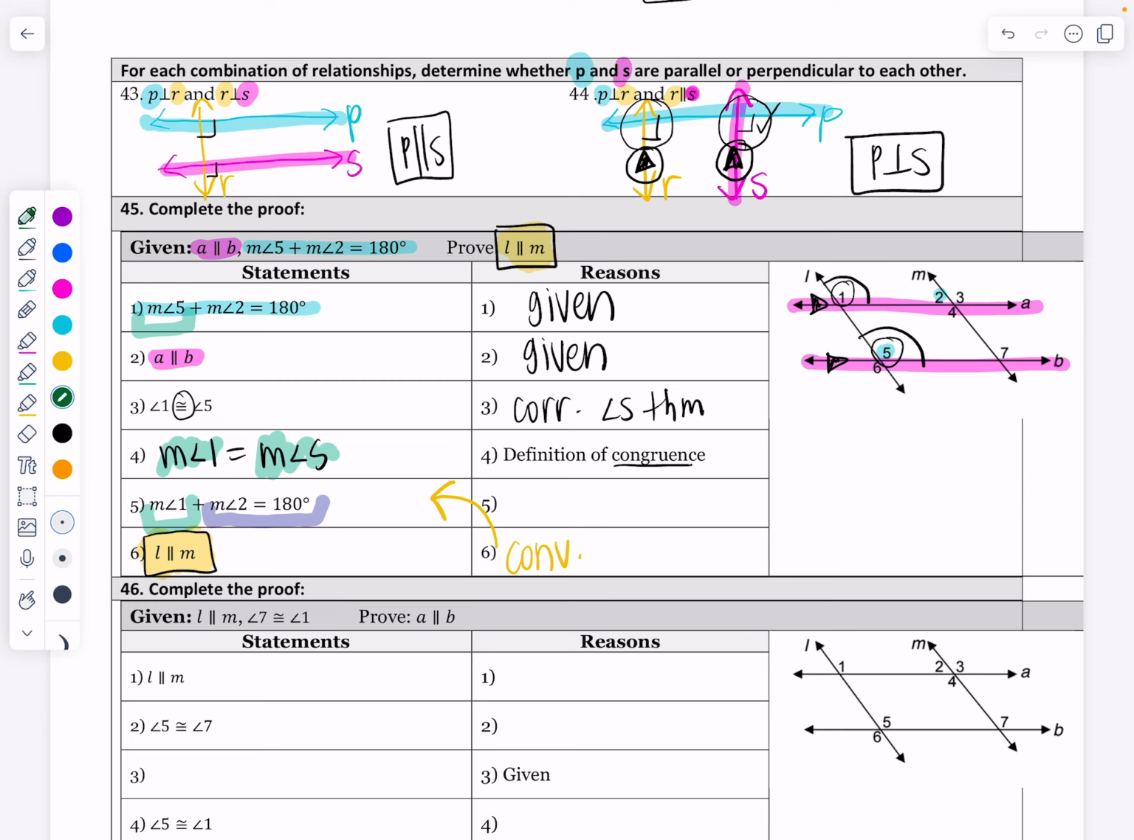Well, what is it called when we replace something? That is called substitution. We're substituting into an equation. And so they substitute the 5 to be a 1, since we know that that is true right here. And since 1 and 2 are supplementary, what can we say about L and M? Those are same side interior angles, which means that those add up to 180. And so if that is true, the converse of the same side interior angles theorem tells me that those lines must be parallel. And you had to use the converse.